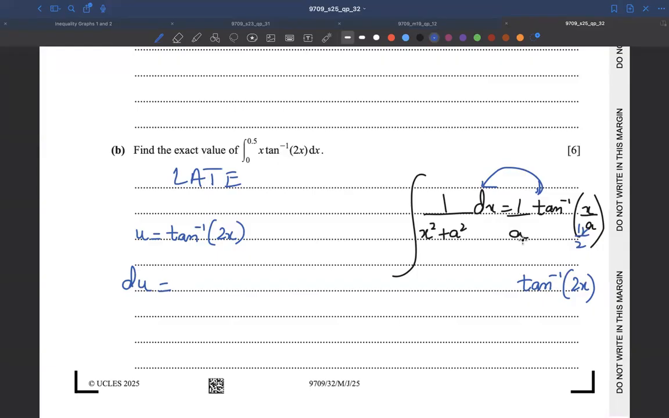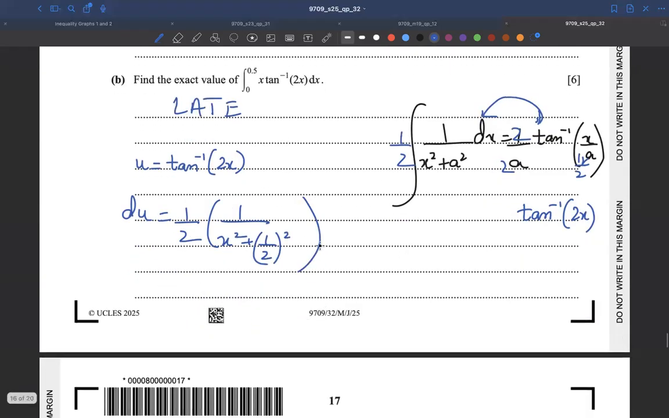So what we can do is, since a was 1 upon 2, we should have added 2 over here. So we can divide both sides by 2, and this 2 and 2 will cancel. So the derivative of tan inverse of 2x would become 1 upon 2 into 1 upon x square plus the value of a, which is 1 upon 2, so x square plus 1 upon 2 whole squared.